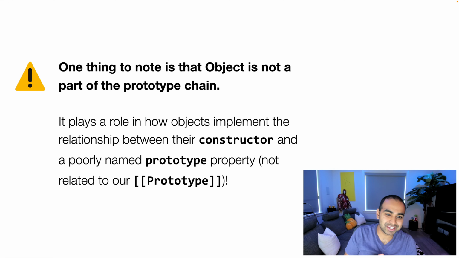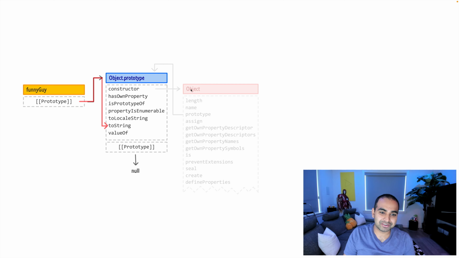If this isn't too confusing already, the one thing to note is that Object itself is not a part of the prototype chain. And the reason that it plays a role is in how objects implement the relationship between what's known as a constructor property and another really poorly named property known as prototype, which is not the same as the bracket prototype. So when you see this Object that I call out here, often I fade it out, so ignore that for now. It's there because of some complicated relationship with the constructor, and I'm including it only for thoroughness, not because it plays a critical role right now in how this code works.